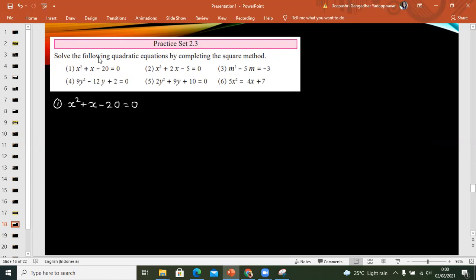So first step here, this is a quadratic equation. You have to first check whether there is a number in front of x square or not. It should always be number 1 here. If there is another number here, then we have to make it 1. So we don't have to make it 1 for this question. It is already 1 here. Okay.